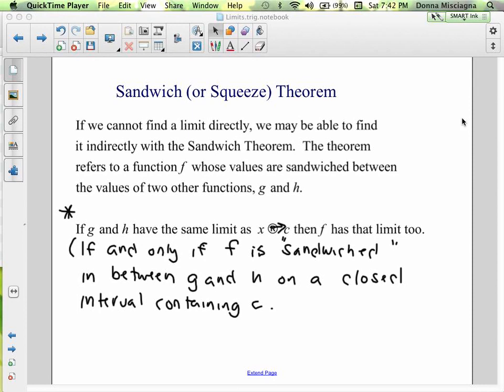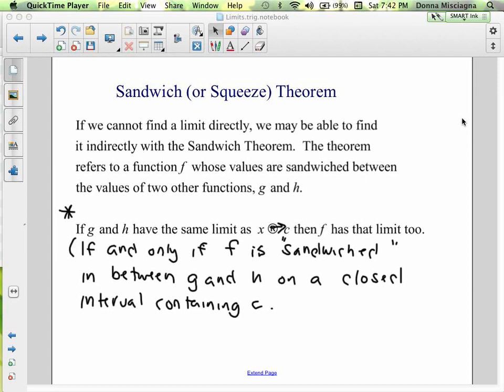If g and h have the same limit as x approaches c, then f has that limit too. It's true if and only if f is sandwiched in between g and h on a closed interval containing c. So if we have a function, it's sandwiched in between two other functions on some closed interval about the value that we're taking a limit as x is approaching.